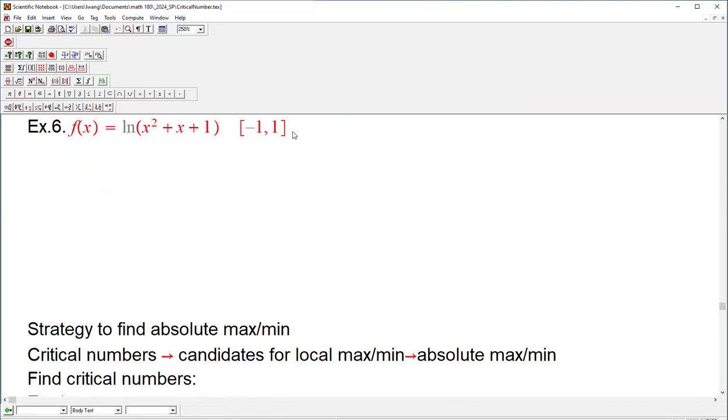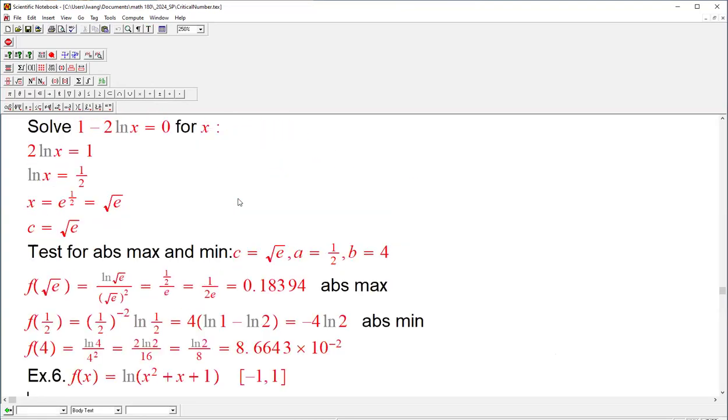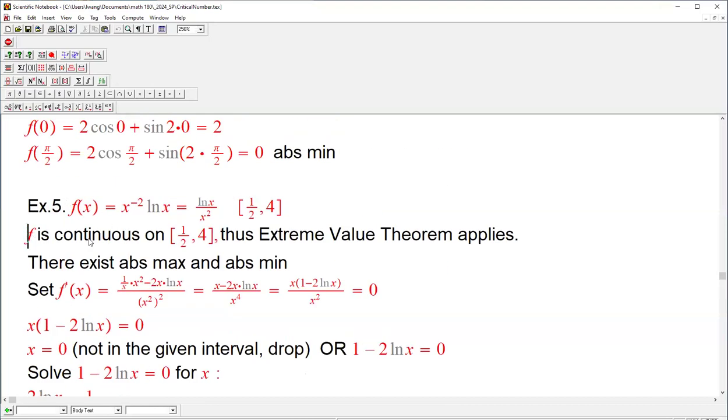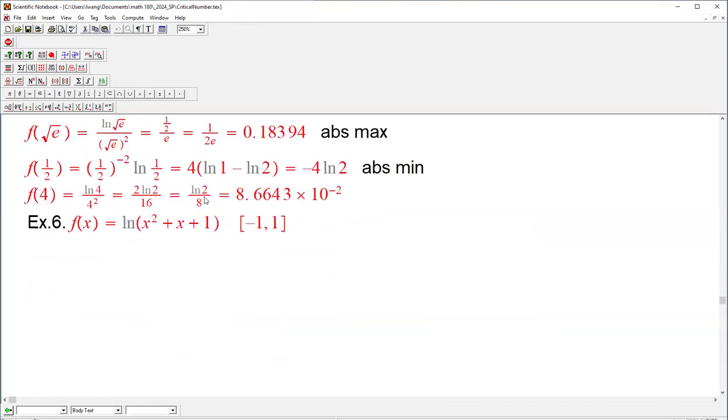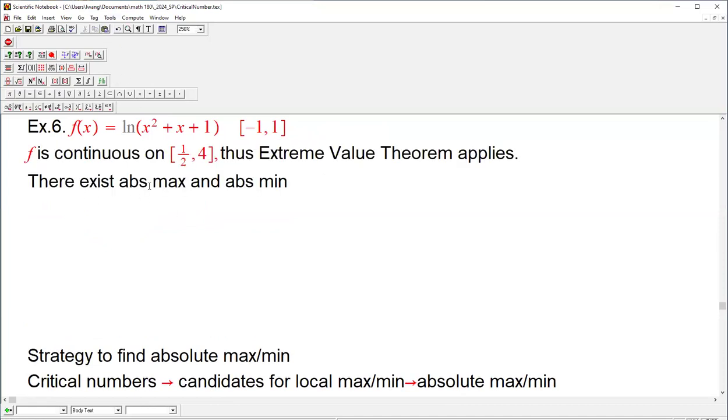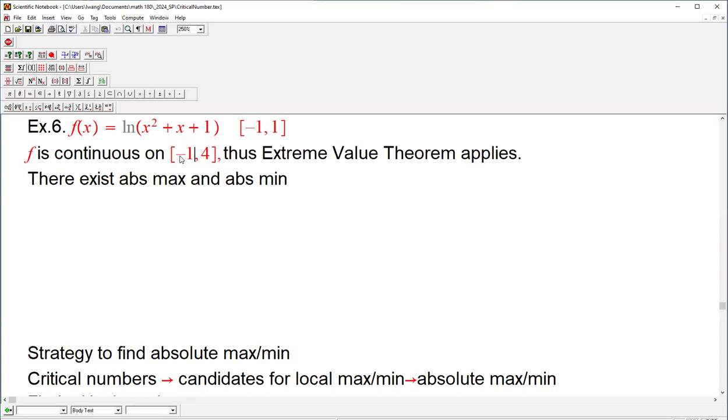From -1 to +1. Okay, the domain. Inside the parentheses is positive. Okay, it's a quadratic, and this quadratic is totally positive. Therefore, we don't have to worry about domain. And for this particular interval, we can also say that once again, f is continuous. Okay, I'm just copying and pasting. F is continuous on -1 to +1, and therefore the extreme value theorem applies, and there exists an absolute maximum and absolute min.